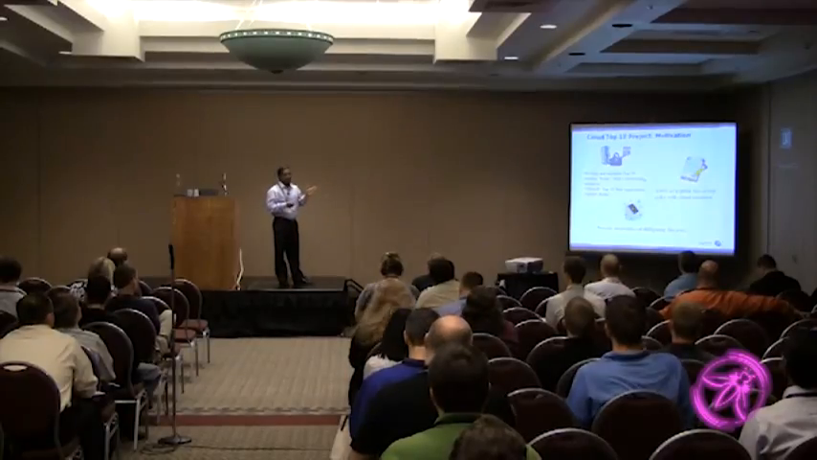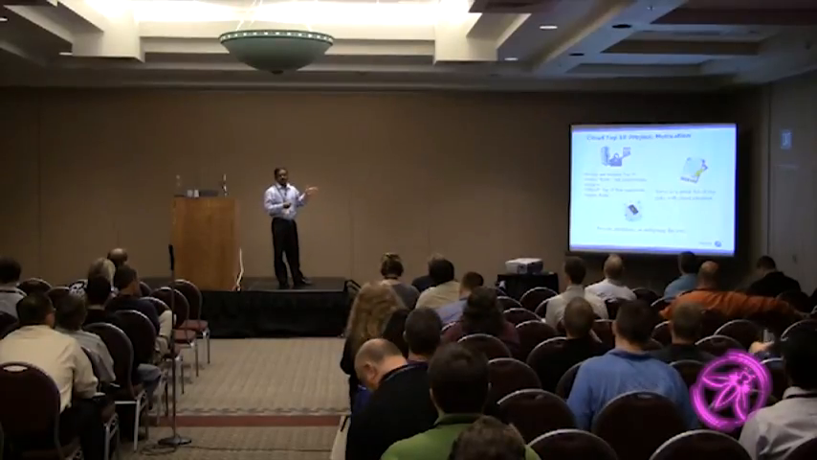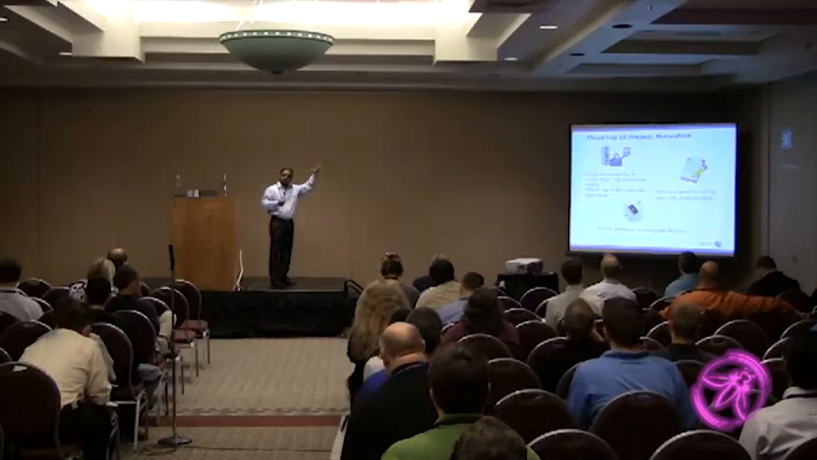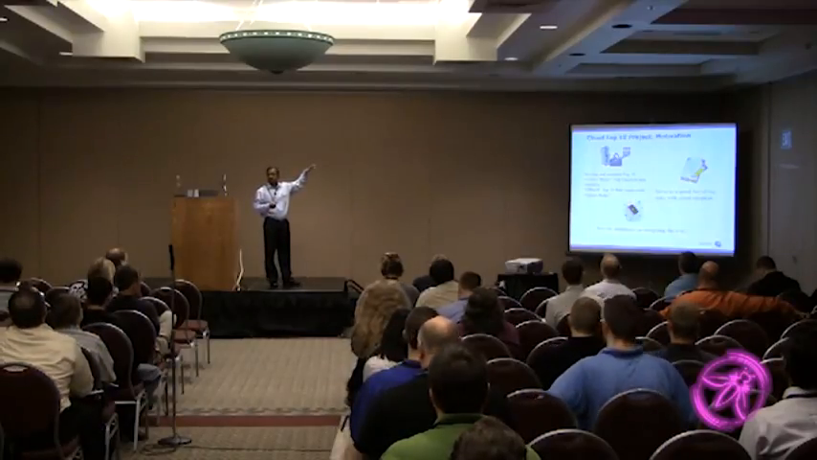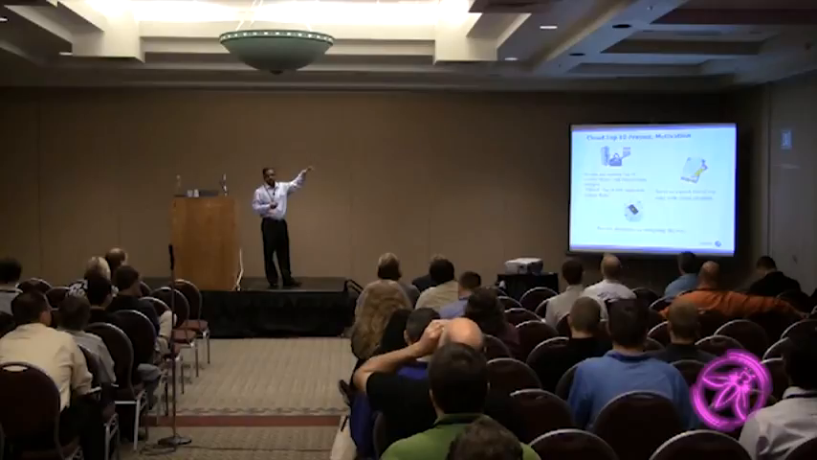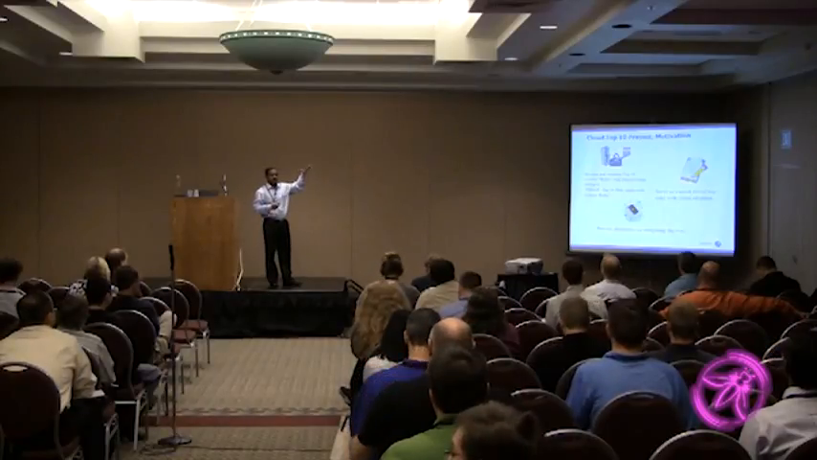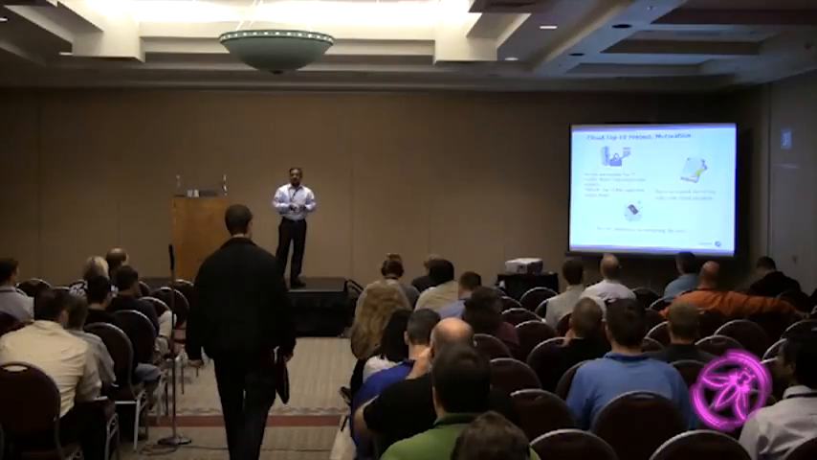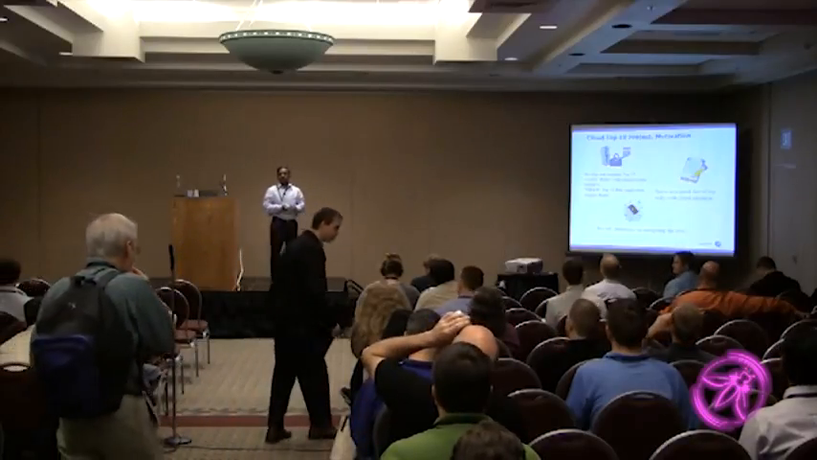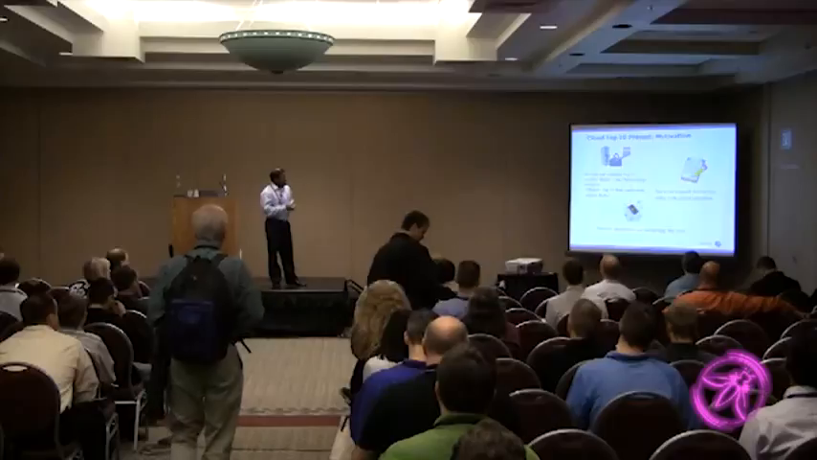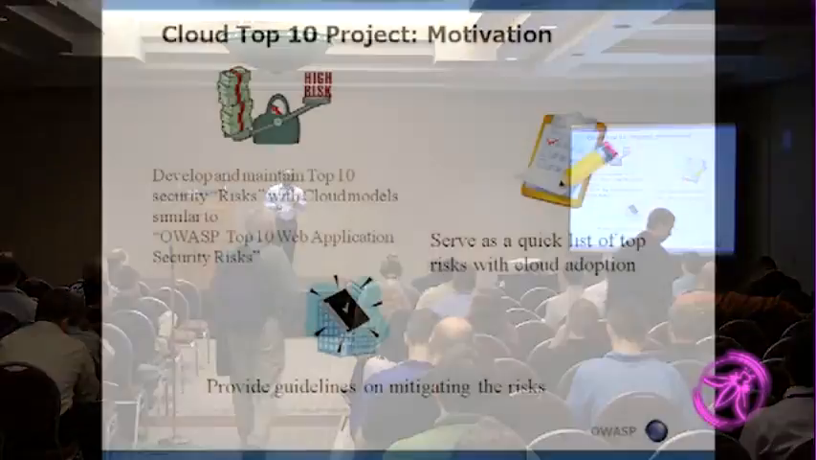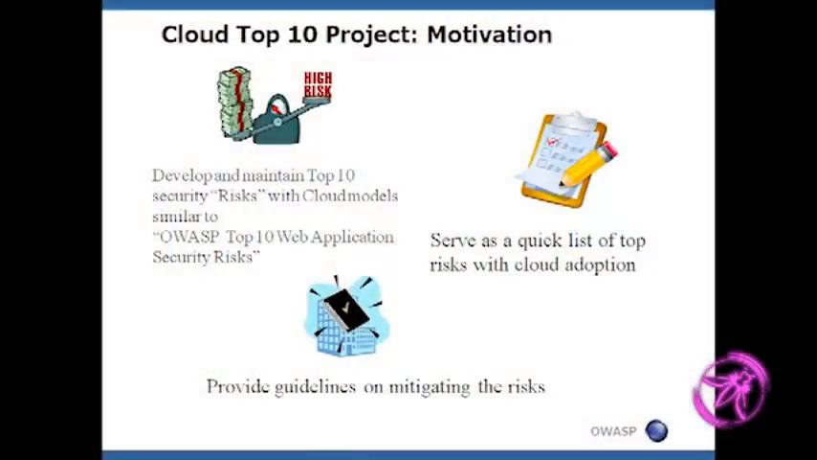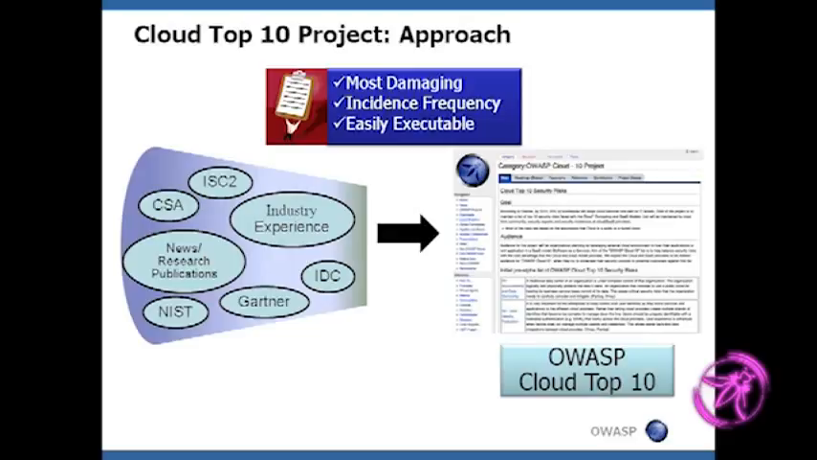We wanted to develop and maintain the top 10 initially within Cisco, and then we thought that, okay, we could use this as a reusable document in the industry, and then we approached OWASP, who readily gave us the access to create a project and work on that. And not just to come up with a list of risks that we think there are, but also to provide guidelines for potential mitigations for those risks.